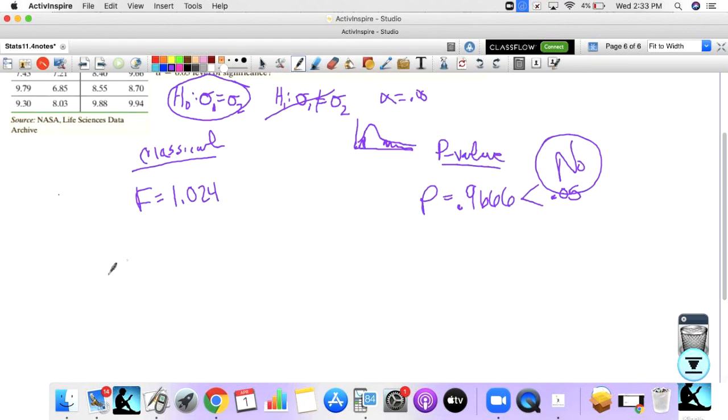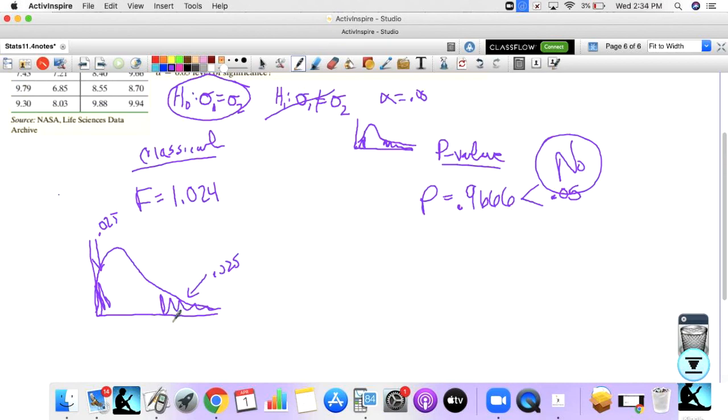Our test statistic is not going to fall in the shaded area. So I'm going to draw my F distribution. I have a shaded area over here, and I have a shaded area over here. Each of these areas is half of my alpha, so it's going to be 0.025. This one is going to be 0.025.